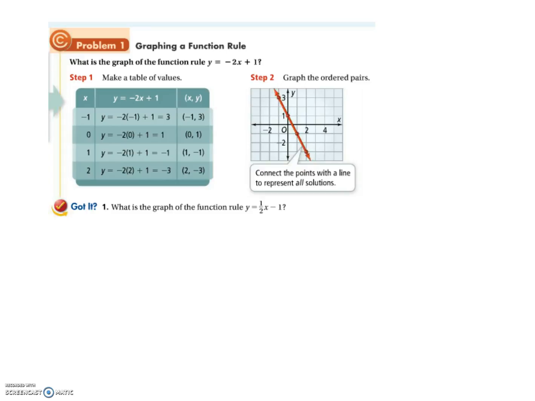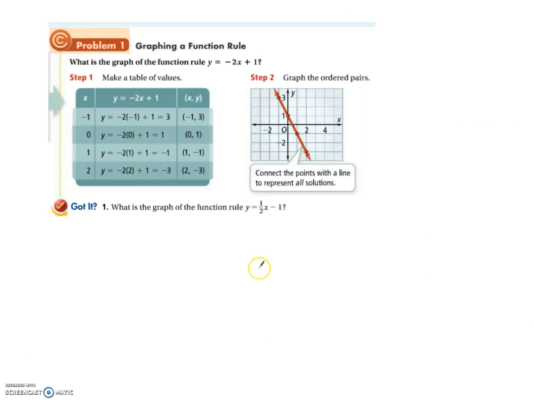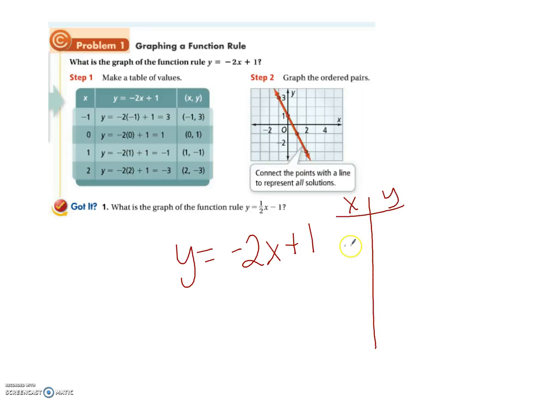So let's talk about how to graph a function. On your first graph, we're going to put this example: y equals negative 2x plus 1. In your T-chart, you're going to have your x and y. Remember, I like you to do negative 2, negative 1, 0, 1, 2 if there are no numbers provided for you. We're going to plug in these x's to this equation to figure out what our y's are.